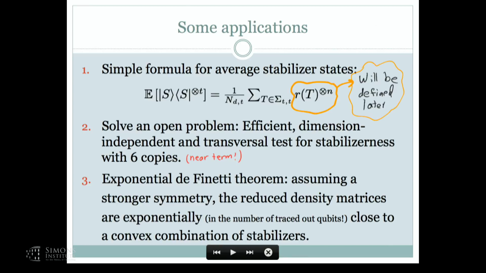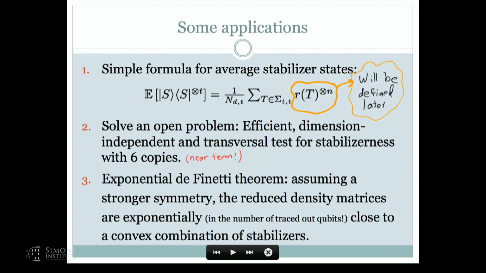A second application is solving an open problem in quantum property testing, which is stabilizer testing. The question is: given an arbitrary state on n qubits, can you check whether the state is a stabilizer state, or far from all stabilizer states? We can show that with 6 copies of any state, you can check that.